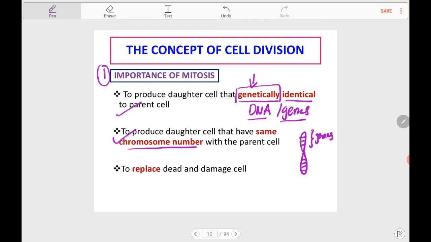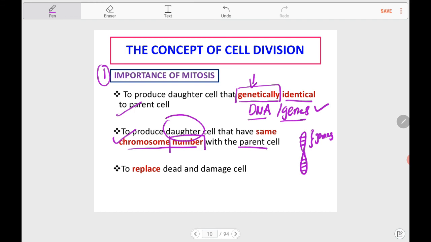Okay, so point pertama dan kedua ni lebih kurang sama tapi tak sama sebenarnya. Okay, so the first one tadi lebih kepada gene composition, second one lebih kepada jumlah kromosom. Okay, so either way, after the cell undergo mitosis, both parent cell and daughter cell will have the same number of chromosome as well as having genetically identical genes.